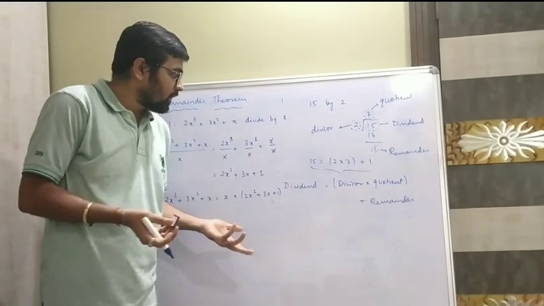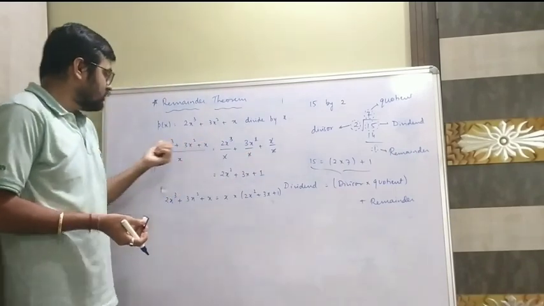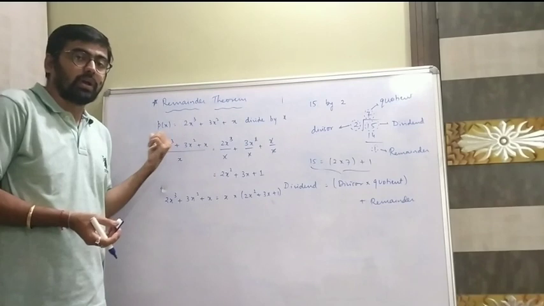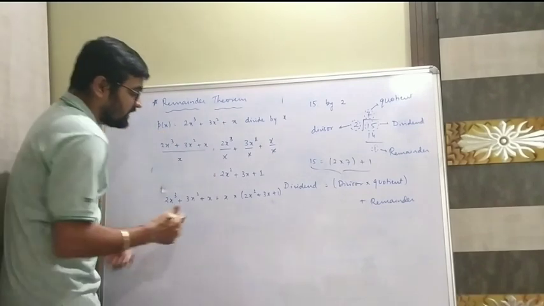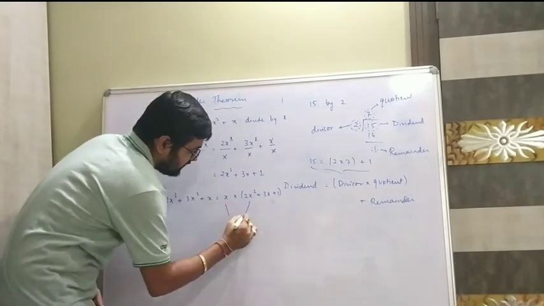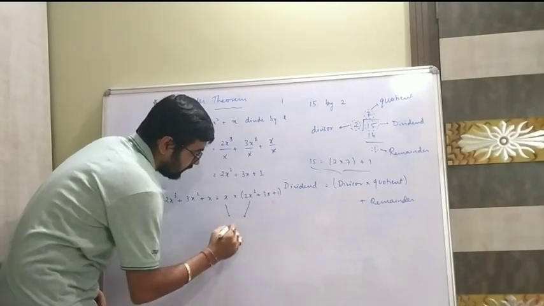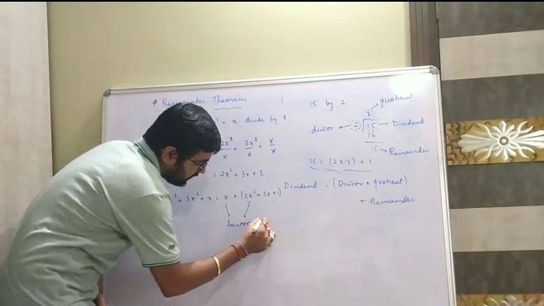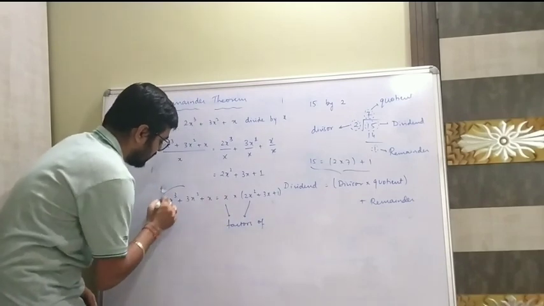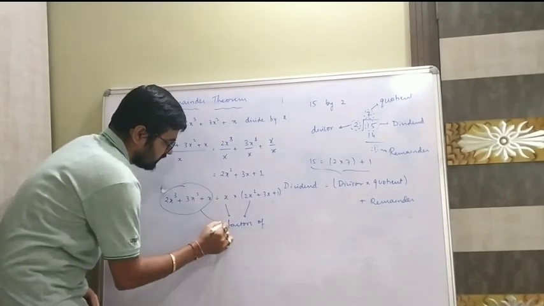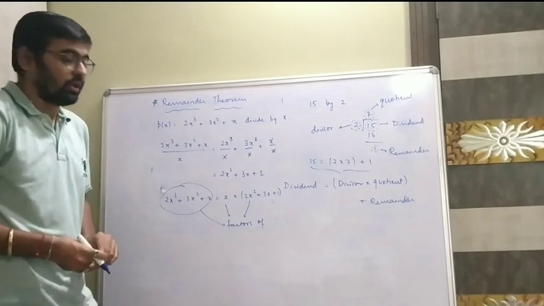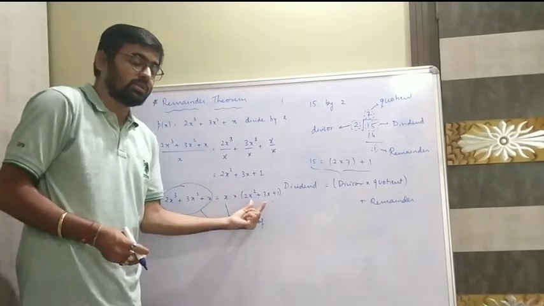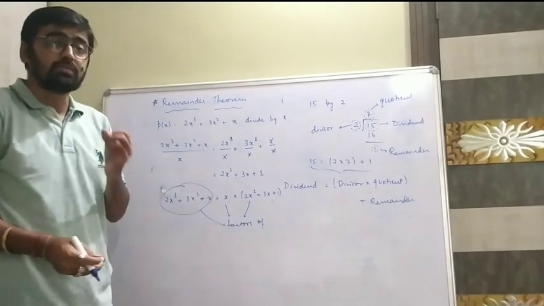Now how do I know that? Because if you observe this polynomial, you can take x common. So what I can say is this x and this polynomial are both called factors of this particular one. x is a factor, and 2x square plus 3x plus 1 is a factor of this polynomial.